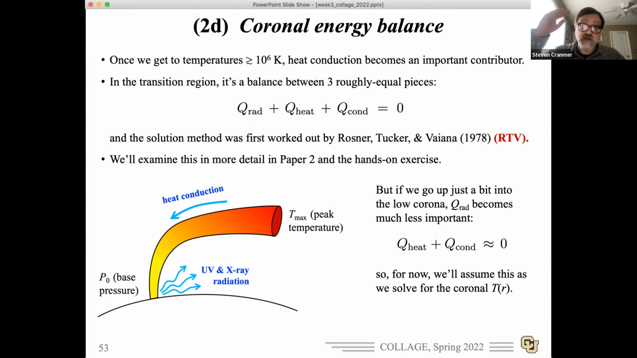And once the density drops enough, everything is so optically thin that the photons really don't make much of a difference to the total energy of the plasma anymore. So you can think of the balance up in most of the corona as a balance between heating and conduction. And it turns out that this simpler version of the equation is actually possible to solve for the temperature as a function of height along this loop.